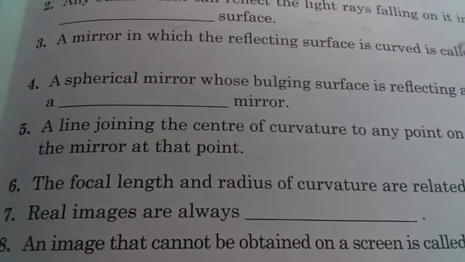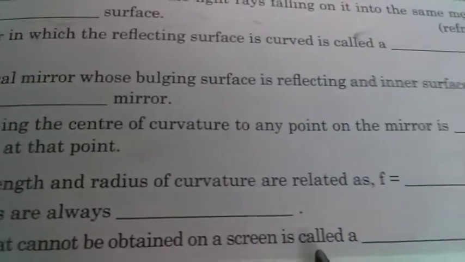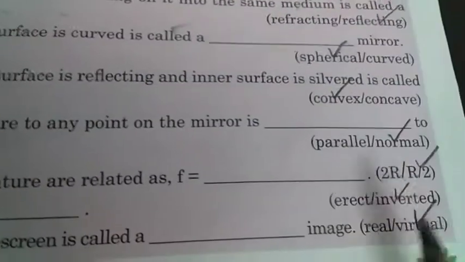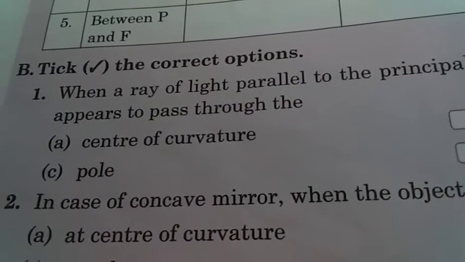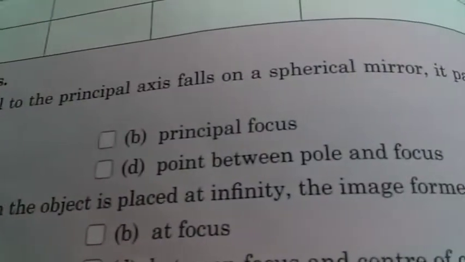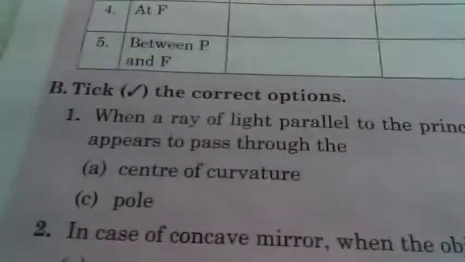Real images are always inverted. An image that cannot be obtained on a screen is called a virtual image. Now next exercise: when a ray of light parallel to the principal axis falls on a spherical mirror, it passes or appears to pass through the principal focus. Answer is principal focus.